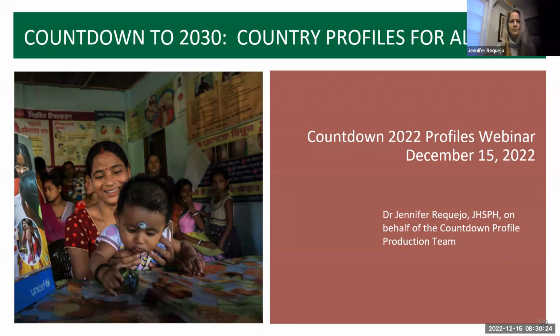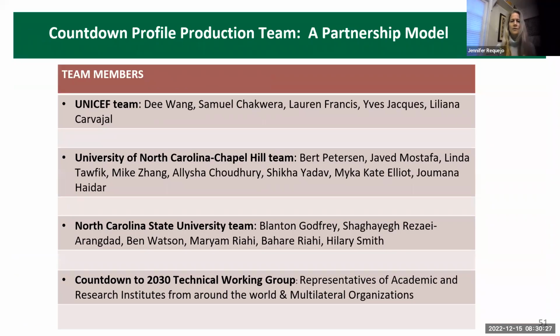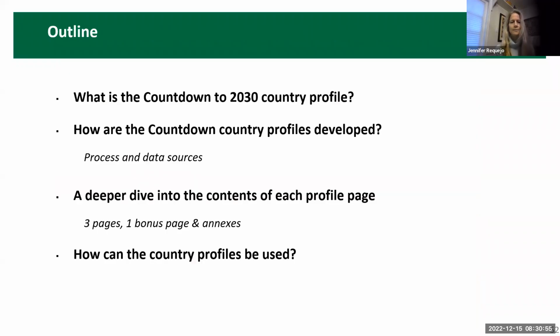Next slide, please. This is just to reiterate that the whole process of putting together these profiles is done through a collaborative effort. So I've listed here some of the key organizations. The UNICEF team is responsible for the overall production of the profiles, working very closely with University of North Carolina at Chapel Hill and North Carolina State University, as well as in close collaboration with the Countdown to 2030 Technical Review Group. Next slide, please.